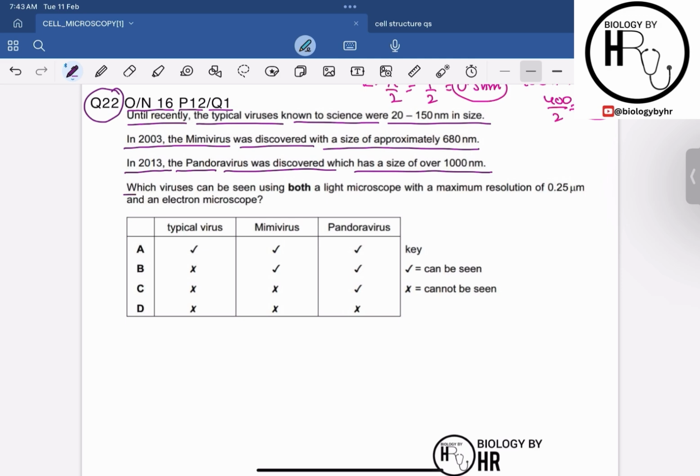Then they say that which viruses can be seen using both a light microscope with a maximum resolution of 0.25 micrometers and an electron microscope.